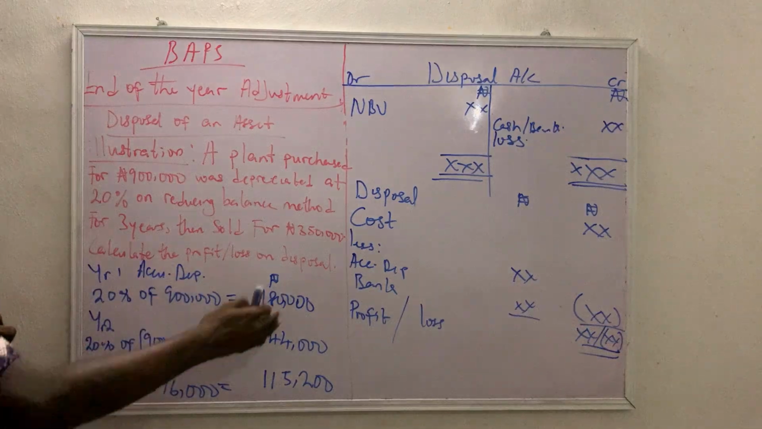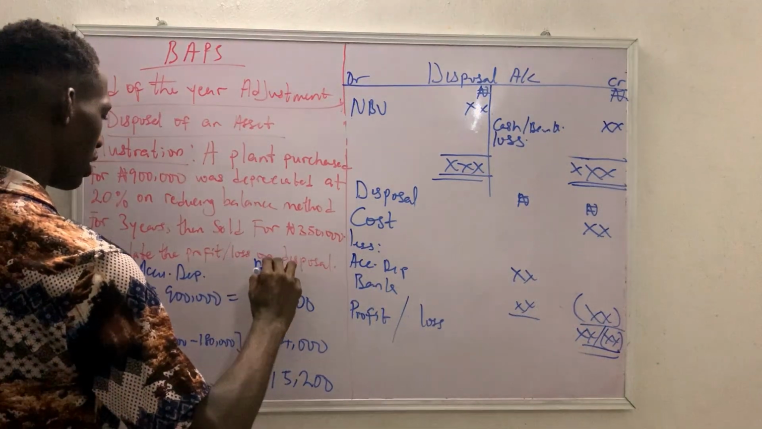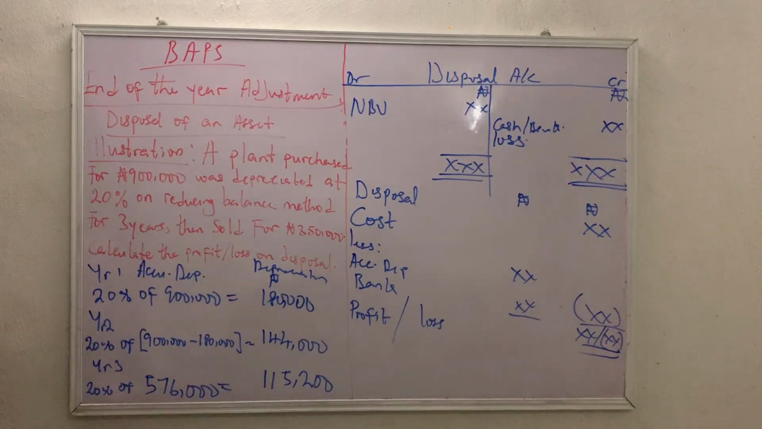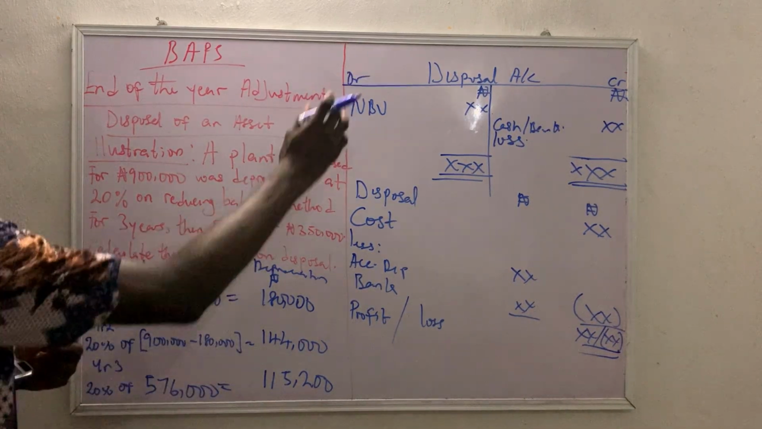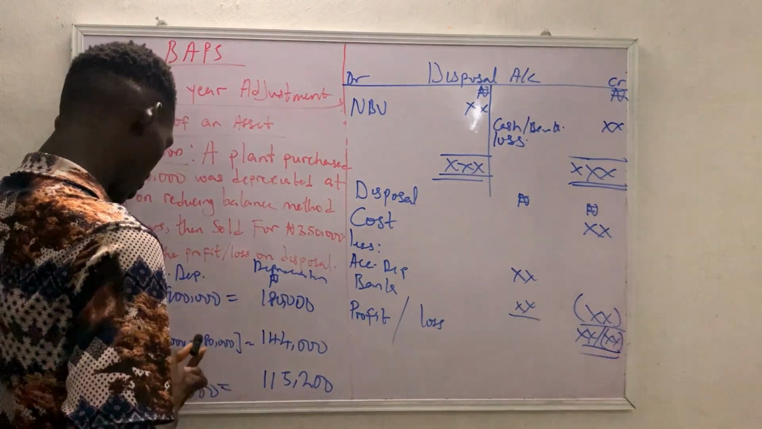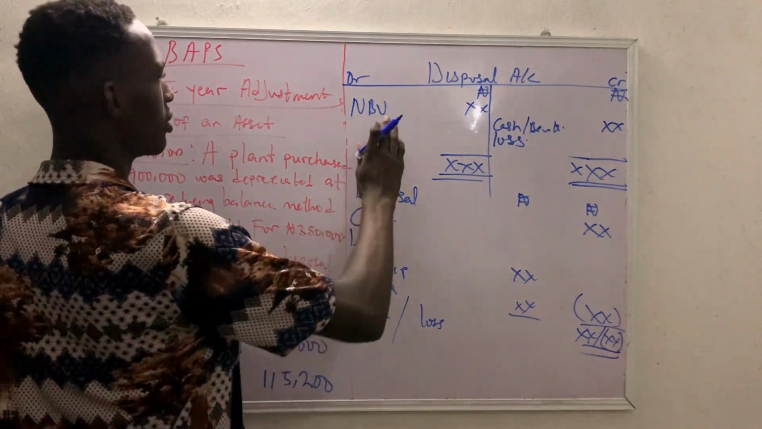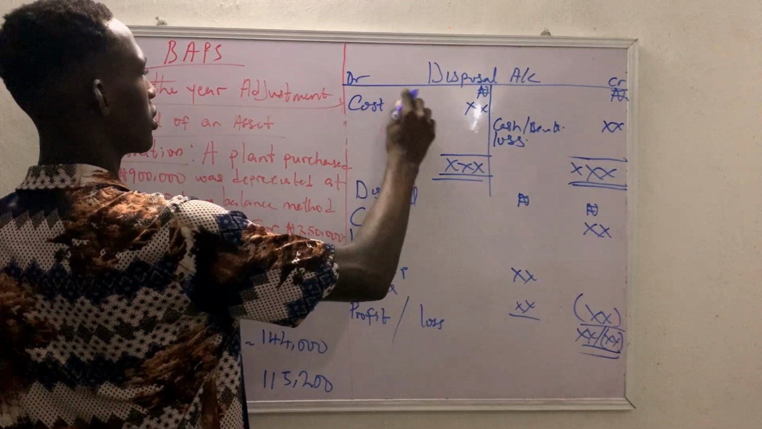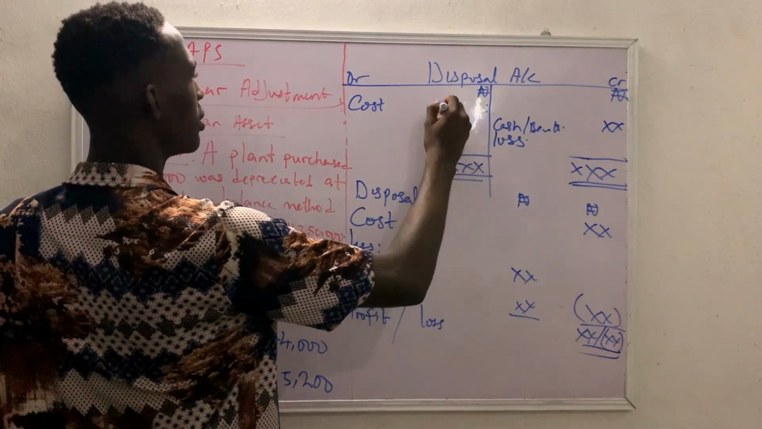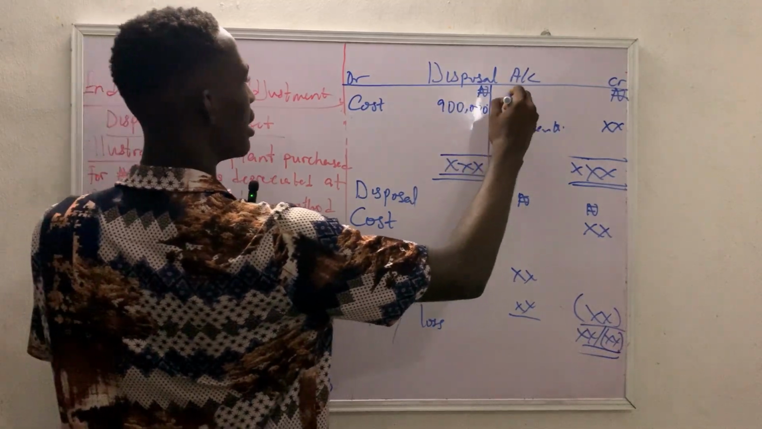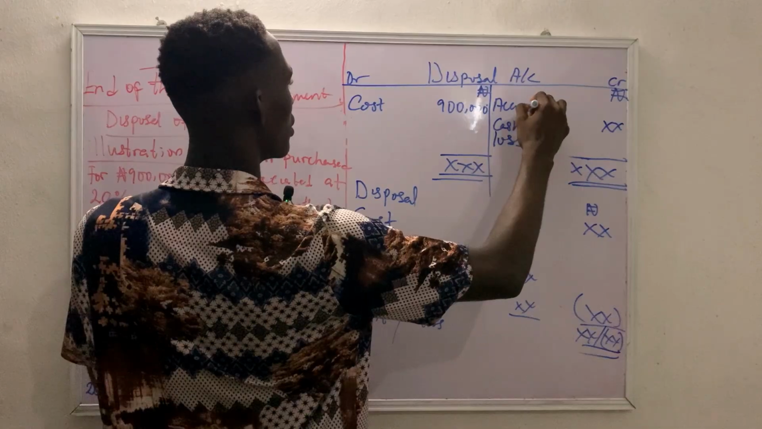You understand? Like these are our depreciation for each year. So the sum of it will give us what? Our accumulated depreciation. You understand? So let us apply this to our T format and to our vertical format to give us the answer. So let us adjust this back. This is our cost. So this is 900,000 naira.